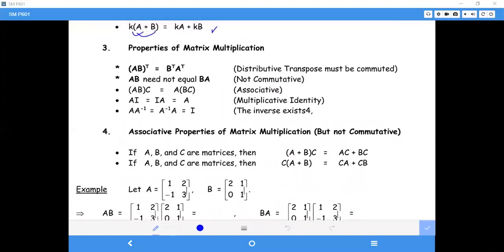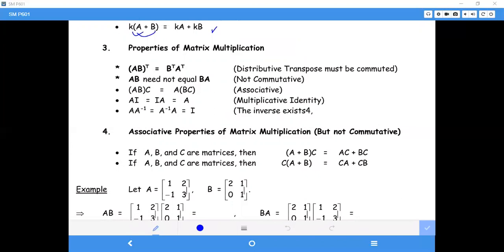And then next one, like this one, transpose of this guy. I have the star for it because if you distribute the transpose over a multiplication, it's okay, but you have to switch the order. From AB it will be BA, okay? From AB it will be BA.